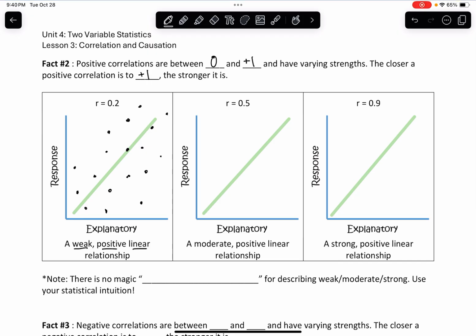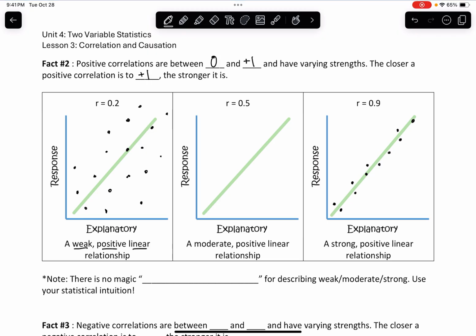Now, if we have an r value closer to +1, like an r value of 0.9, that means while our points aren't perfectly on the line, they're going to be pretty close. You might have one or two that are on the line. You might have more than that, depending. But those points are distinctly tightly packed around that line of best fit.